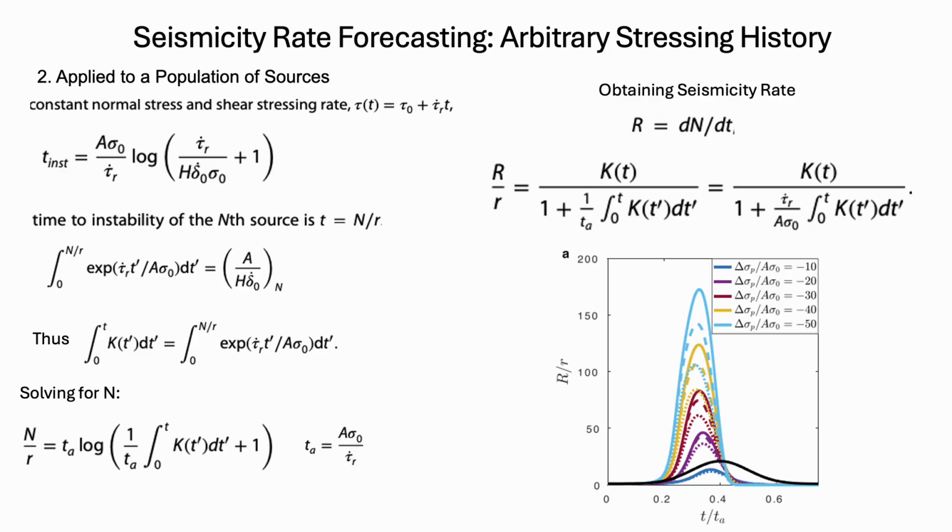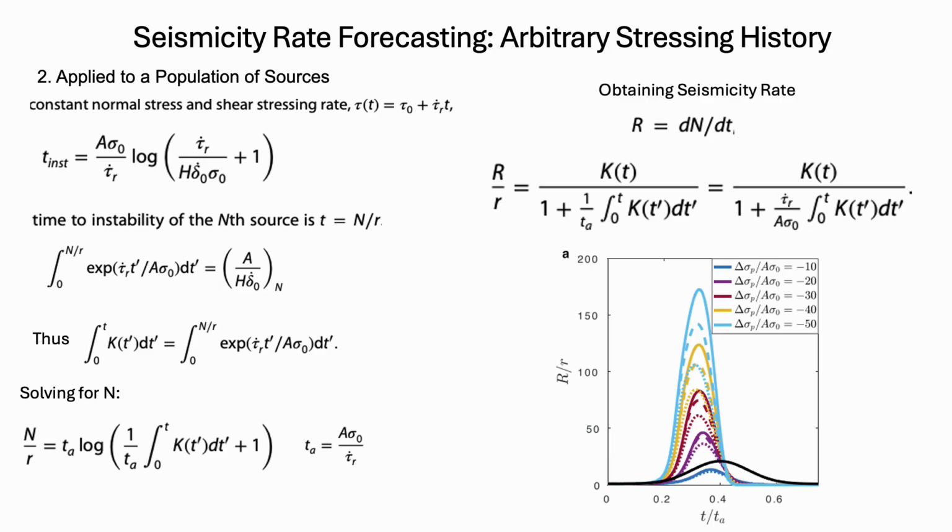So N by R is equal to t_a log 1 by t_a, and the stress kernel integrated from 0 to t plus 1, where t_a is equal to A sigma naught by the background stressing rate. And if you remember, this is the characteristic Omori decay time from Dieterich 1994. Now we take a derivative of N, where capital R is dN by dt, which is the seismicity rate that we observe, which gives us the seismicity rate formulation as an exact solution for an arbitrary stressing history, as shown by the stress kernel over here.